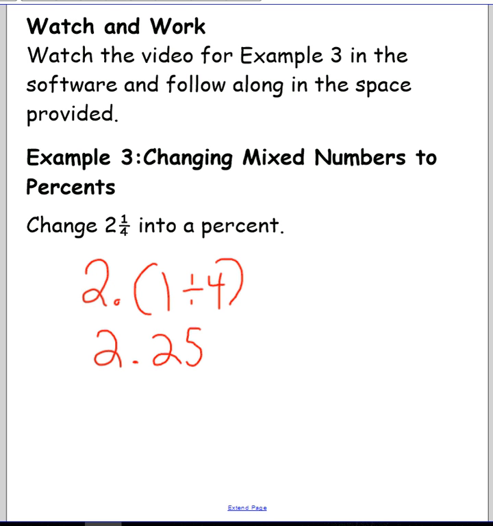But now that we have it in decimal form, 2.25 as a percent, let's move that decimal 2 spaces to the right to get 225%.